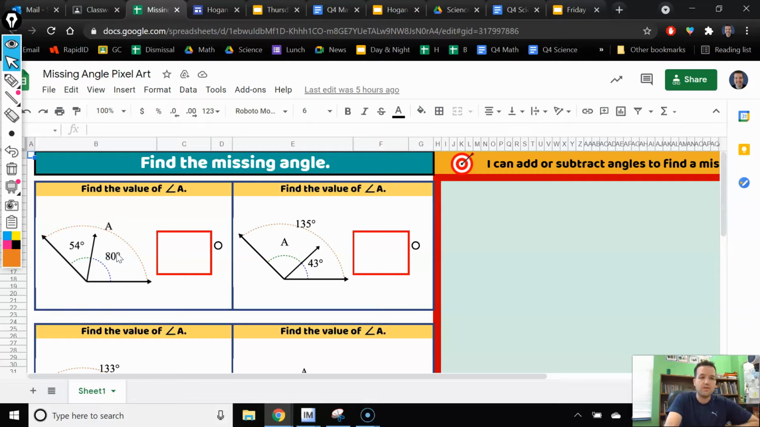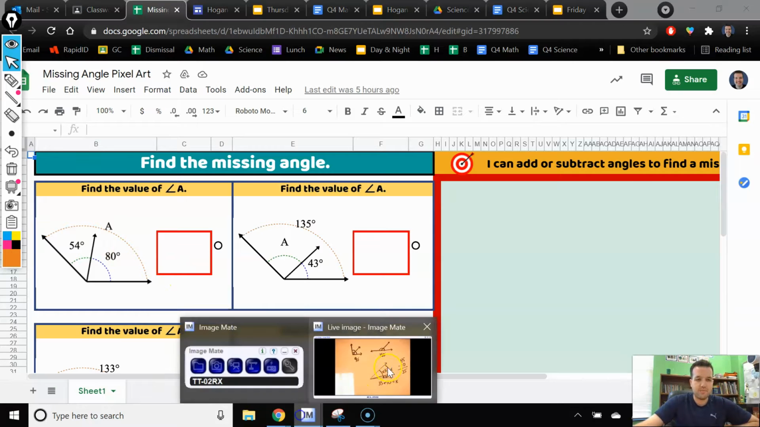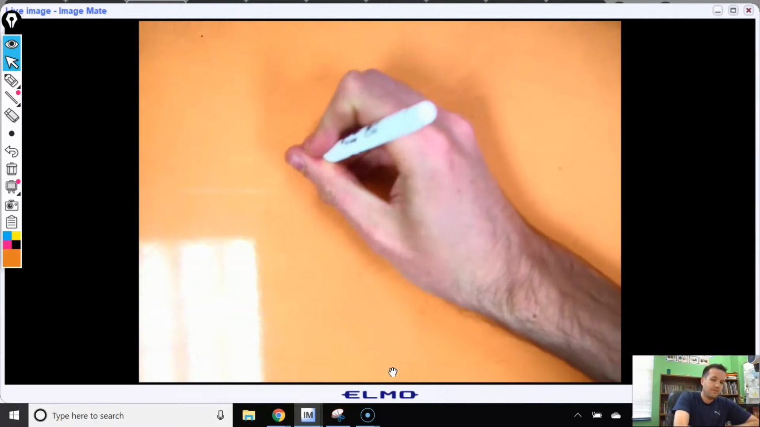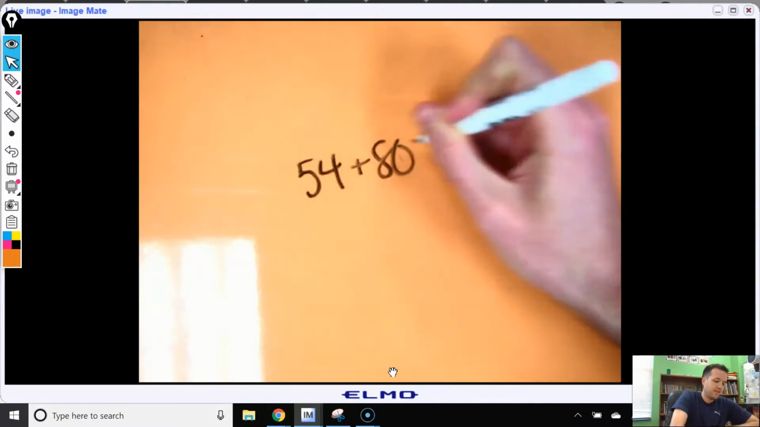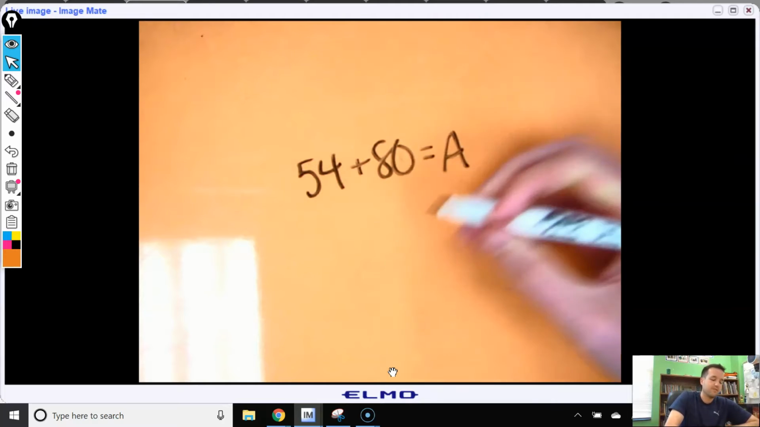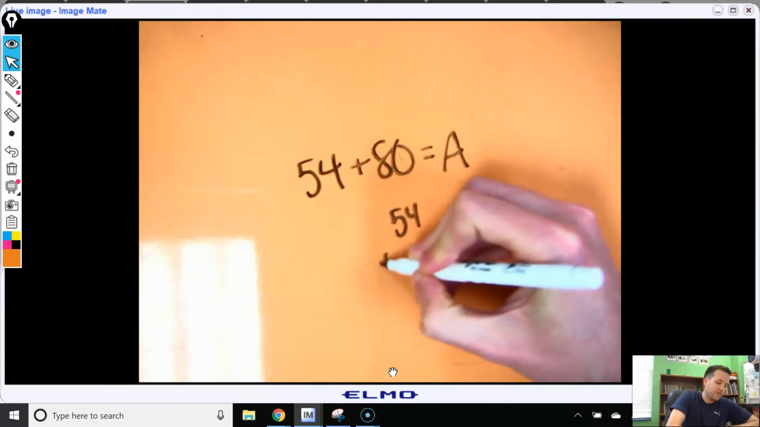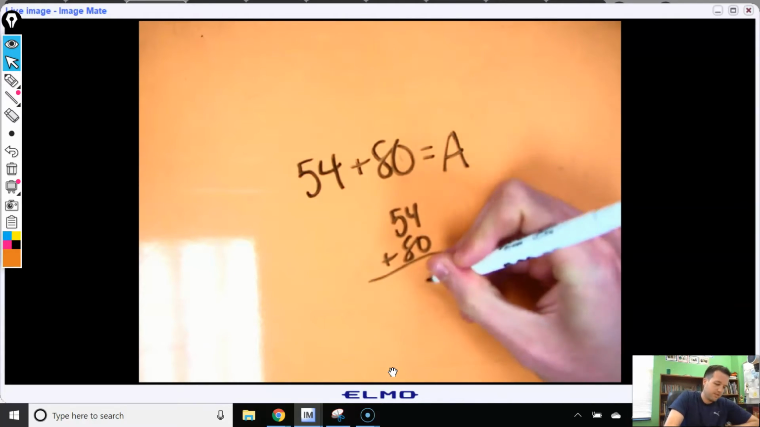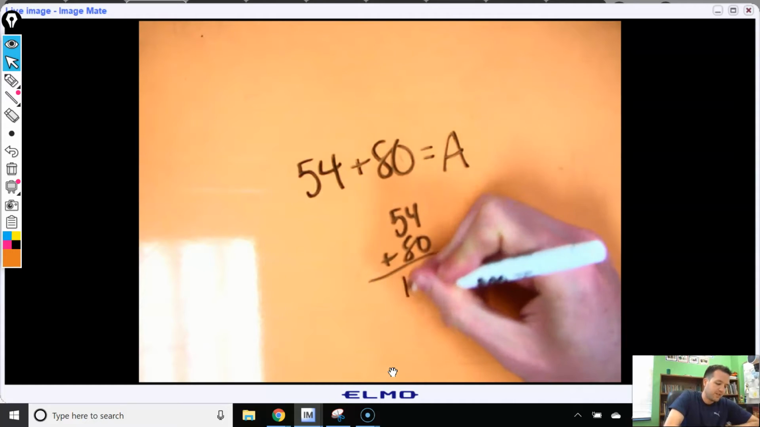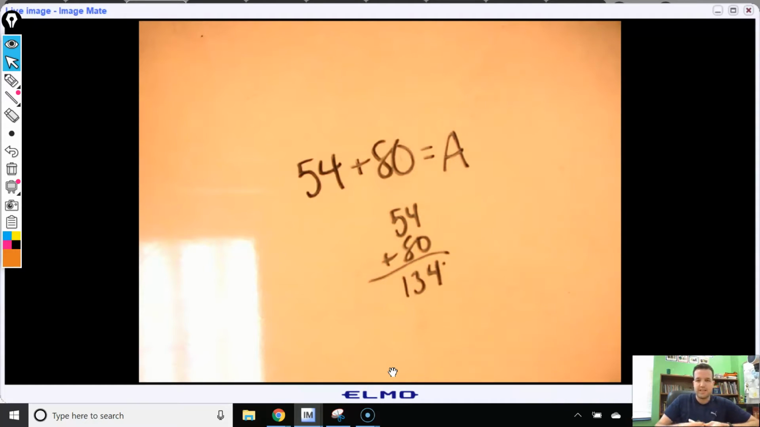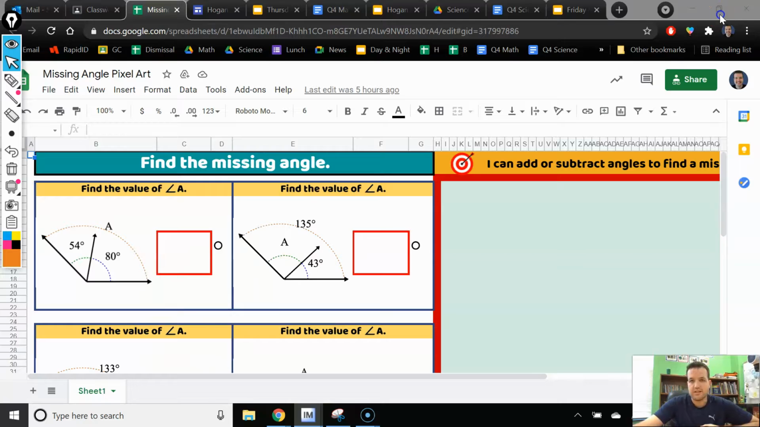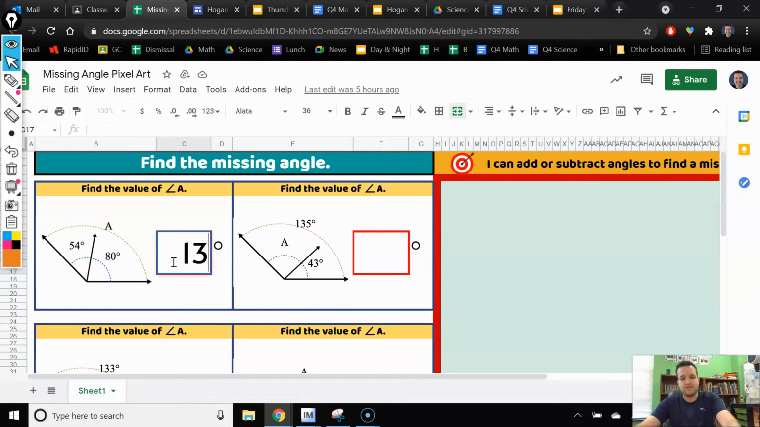So for example, on your whiteboard, you do something like this. 54 plus 80 equals A. So you solve for A by doing 54 plus 80. The whole entire angle, therefore, is 134 degrees. Okay, that's what you would say for A then. So I'm going to type in this box, 134.